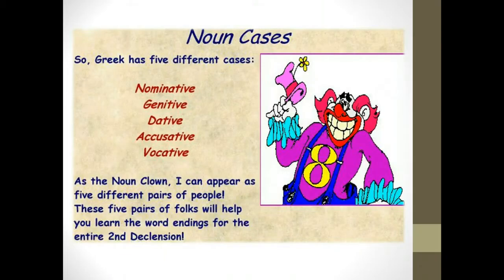In Greek, we have 5 different cases, 4 of which you're going to work with most of the time. We have the nominative case, the genitive case, the dative, the accusative, and then the vocative. And the nouns that you're going to be working with in Greek can appear in any one of these 5 cases, no matter whether it's a first, second, or third declension noun, or whether it's masculine, feminine, or neuter, plural, or singular. All of these cases work together with the nouns.